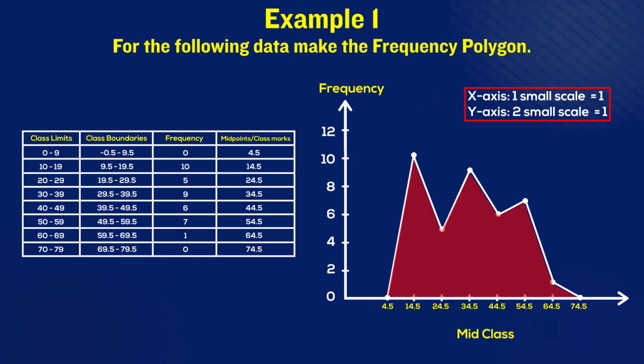Go crazy. Now, what if I tell you that there's another type of a frequency polygon? That's right. We call it a cumulative frequency polygon or simply an ogive. Stay tuned for our next video to learn how to plot just that.